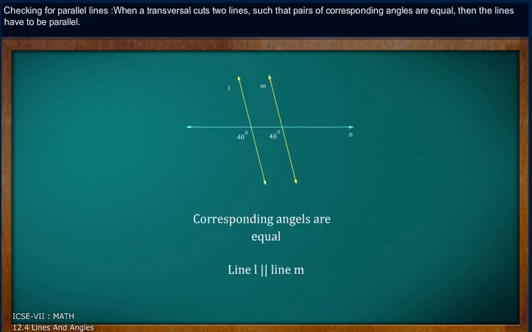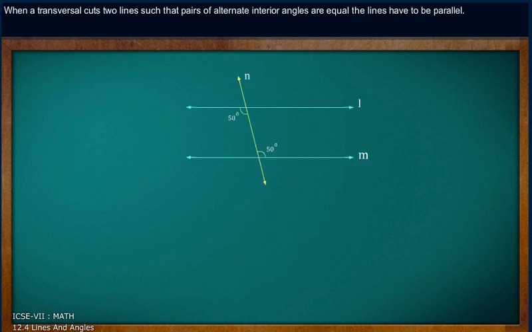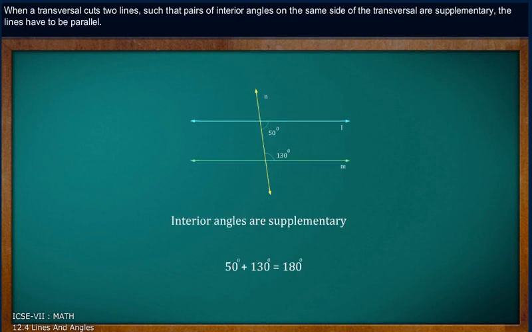Checking for parallel lines. When the transversal cuts two lines such that pairs of corresponding angles are equal, then the lines have to be parallel. When a transversal cuts two lines such that pairs of alternate interior angles are equal, the lines have to be parallel. When a transversal cuts two lines such that pairs of interior angles on the same side of the transversal are supplementary, the lines have to be parallel.